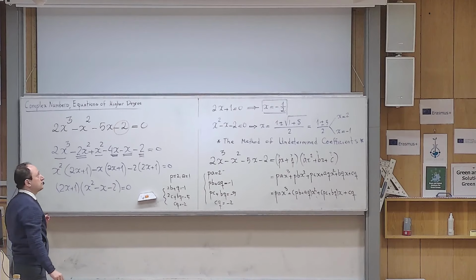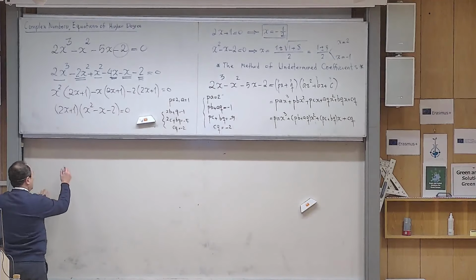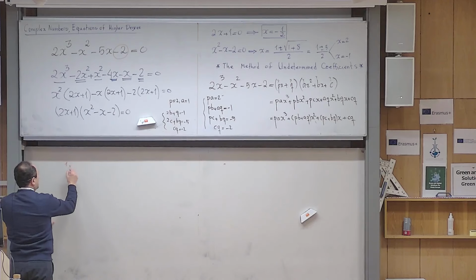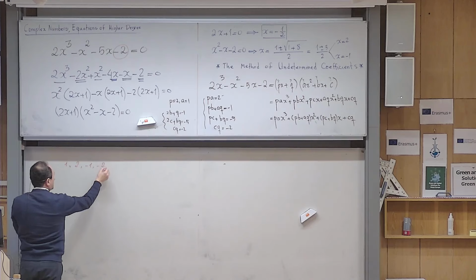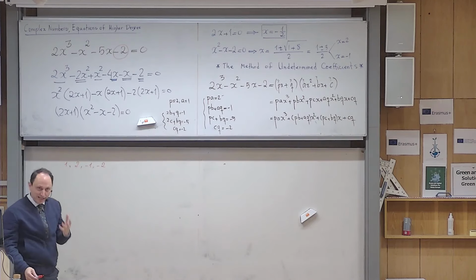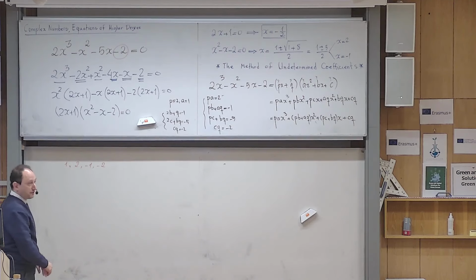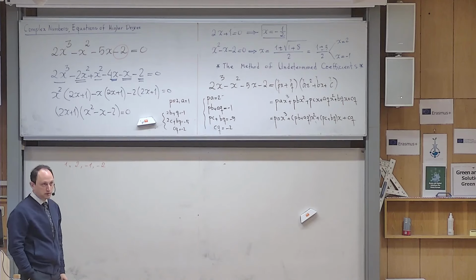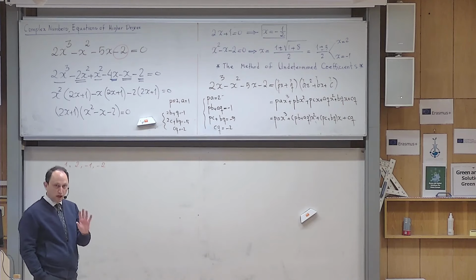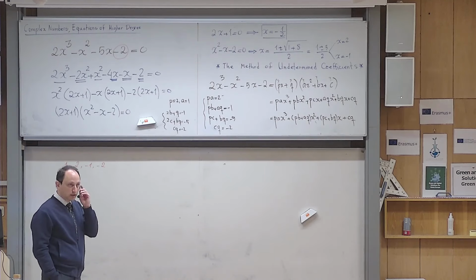What are the integer factors of -2? One of them is 1, the other one 2, the other one -1, the other one -2. My claim is this. If this equation is supposed to have an integer root, that integer root is among these 4 numbers. First of all, I will come back to you. If you want, I will tell you why.